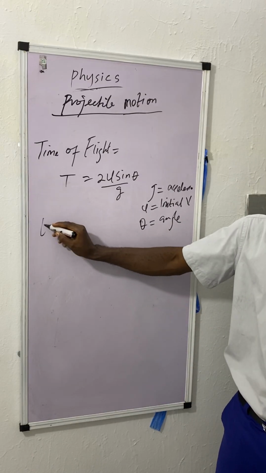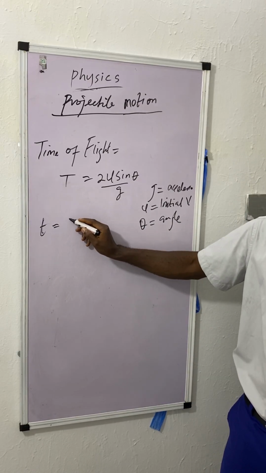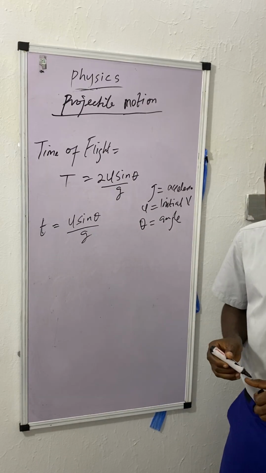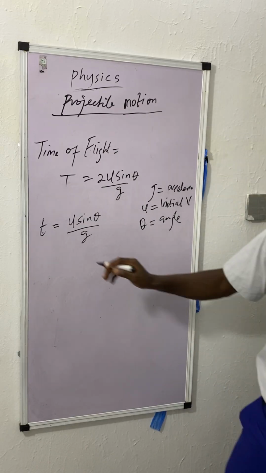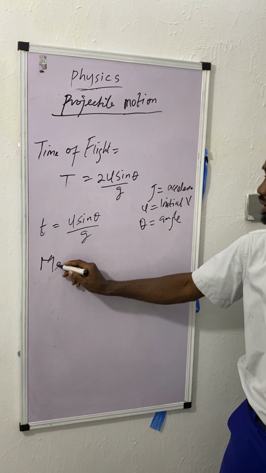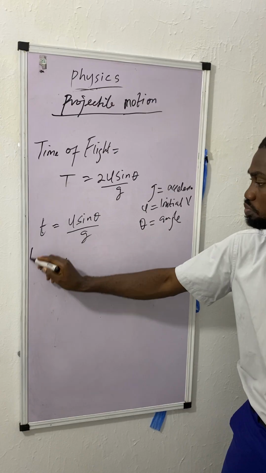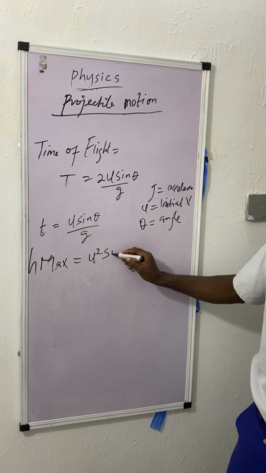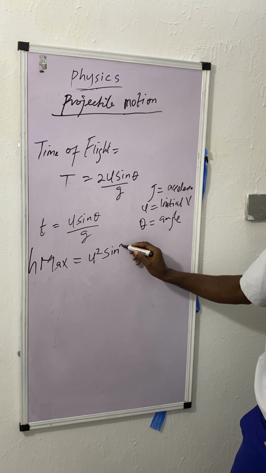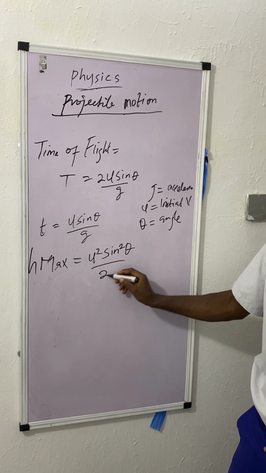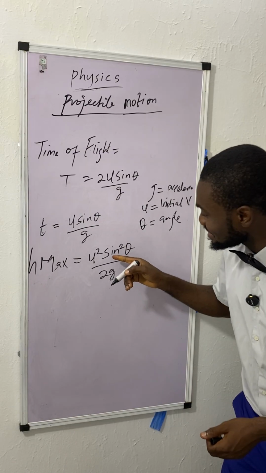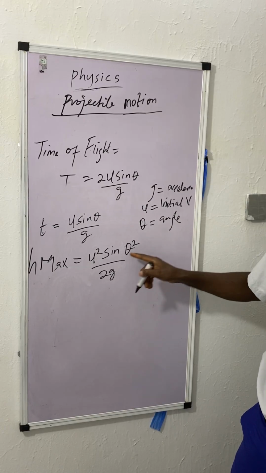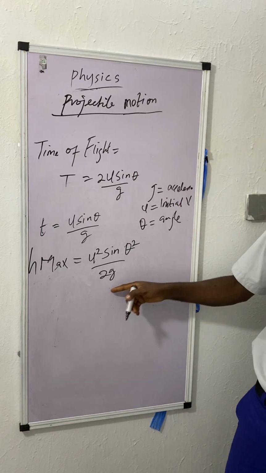Mind you, we also have the time taken to reach the maximum height, small letter t, which is equal to u sine theta over g. That is the formula for the time taken to reach the maximum height. We also have another one, the maximum height of a projectile, which is equal to u square sine square theta over 2g. You can also write this as u square (sine theta) square over 2g, that's 2 times g.